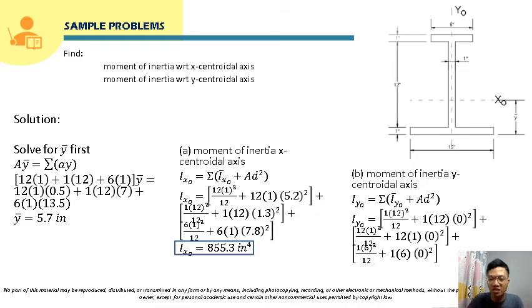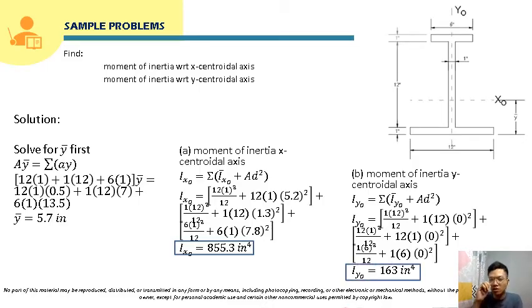So for the first rectangle, this will just be hb cube over 12. So this will just be 0, so directly hb cube over 12. And then for this rectangle, hb cube over 12 as well. And for this rectangle, hb cube over 12. So this will just be 0. I just included this here so that you can see that it will just be cancelled. Okay, so for Iy bar, or moment of inertia with respect to the y centroidal axis, this will be equal to 163 inches to the fourth.